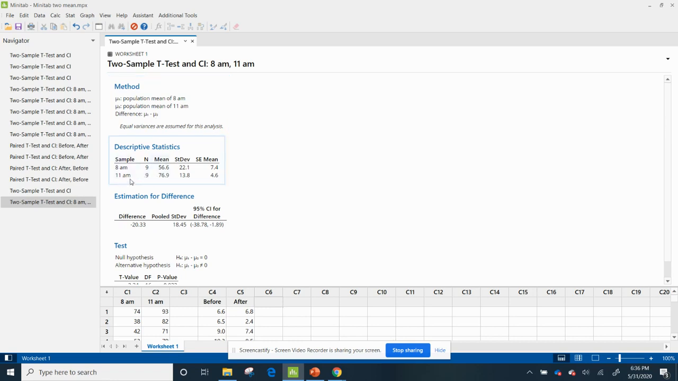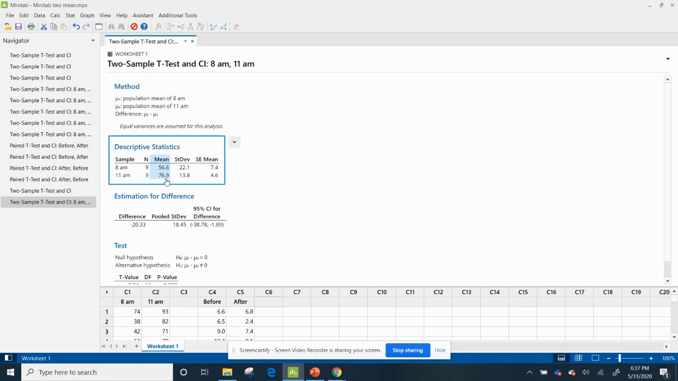It gave me the descriptive statistics. All right, for the 8 a.m. class, I had 9 students. The average final exam grade was 56.6 with a standard deviation of 22.1. For the 11 a.m. class, I had 9 students take it.